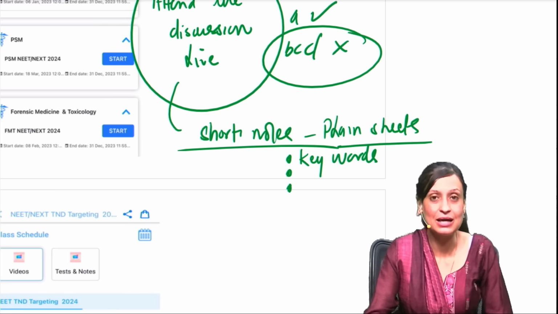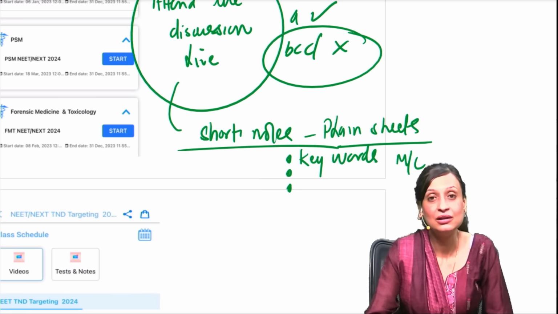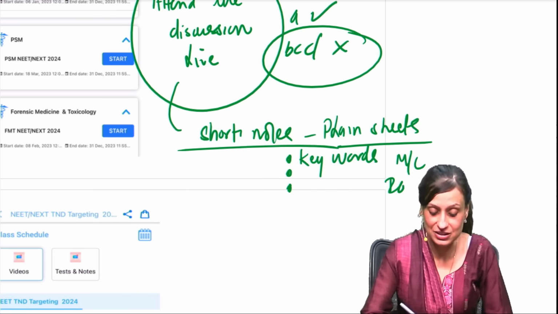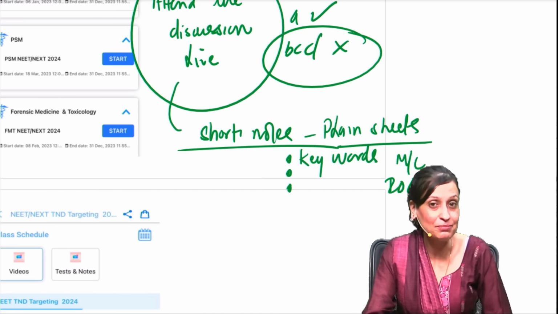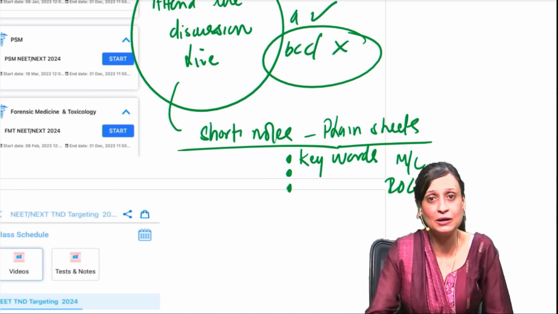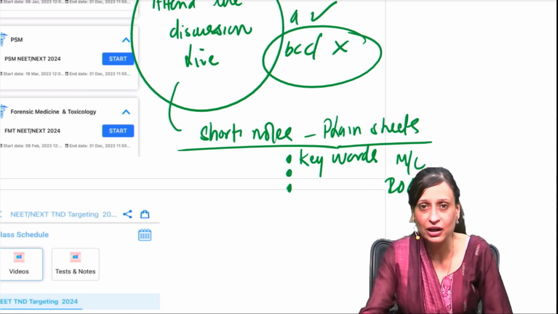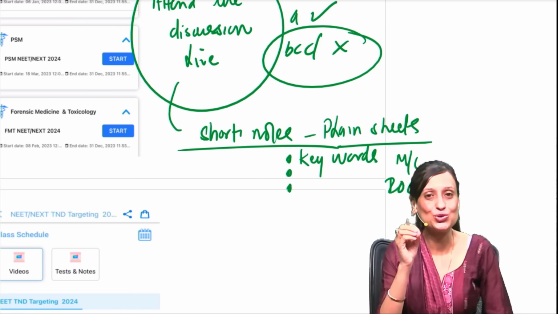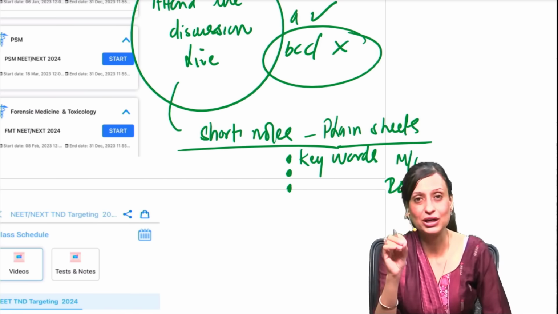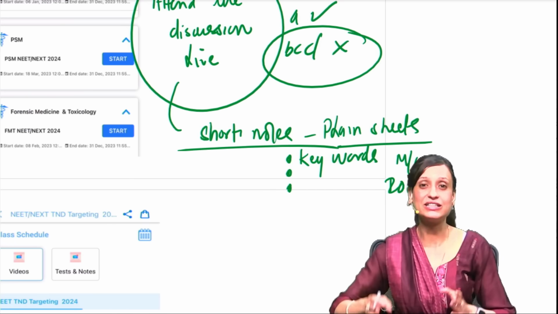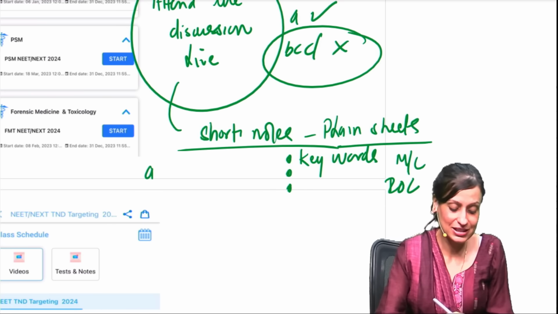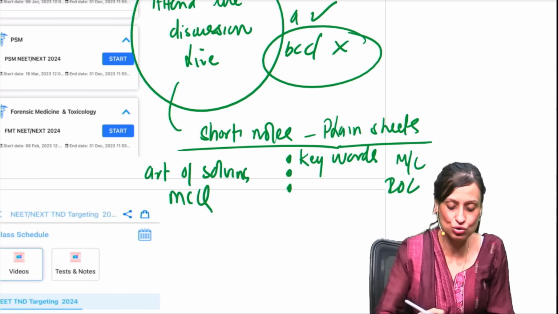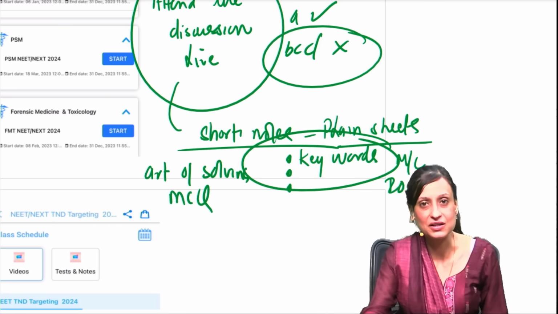Okay. For example, we could say most common. For example, we could say investigation of choice. For example, we could say a specific finding on an MRI or an ultrasound. So these are the key things that I want you to write. I don't want you to write any paragraphs or sentences. This is the art of solving MCQs. You need to know the keywords.